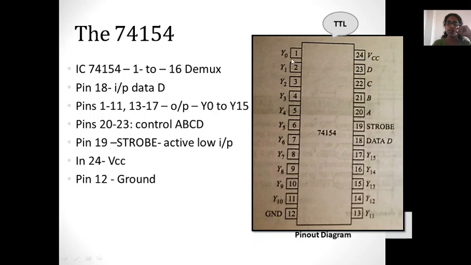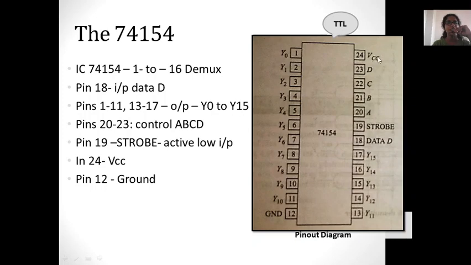Pin 1 to 11 and then 13 to 17. Then what else? Input is over, output is over. What else? Control. So the control signals ABCD, 4 pins should be there: 20, 21, 22, 23. These are the control signals. Of course, what else? VCC, that is 24.